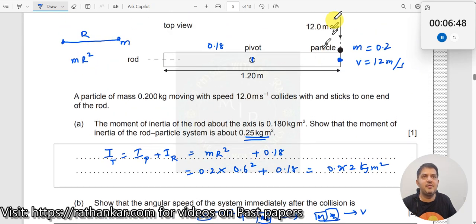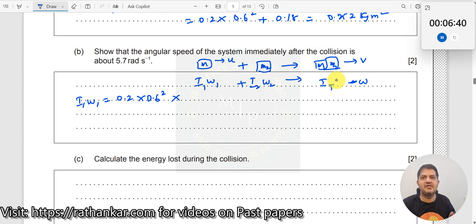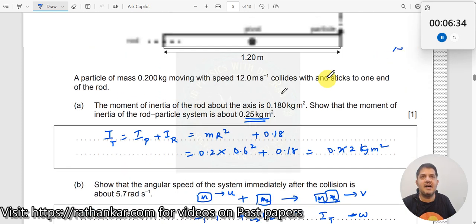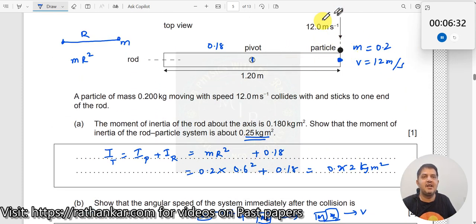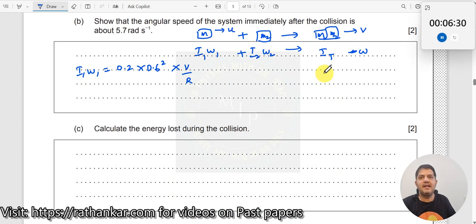The particle is moving straight over here, so the particle is not rotating. So how can you have omega here? But omega can also be written as V by R, right? What is R here? R is nothing but the distance here. And what is V? 12 over here, it's given. So what I can do is write this as 0.2 into 0.6 square multiplied by 12 divided by 0.6.